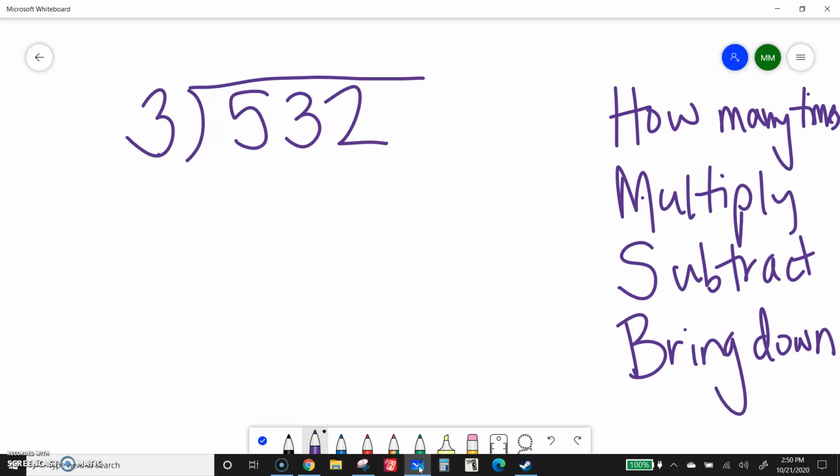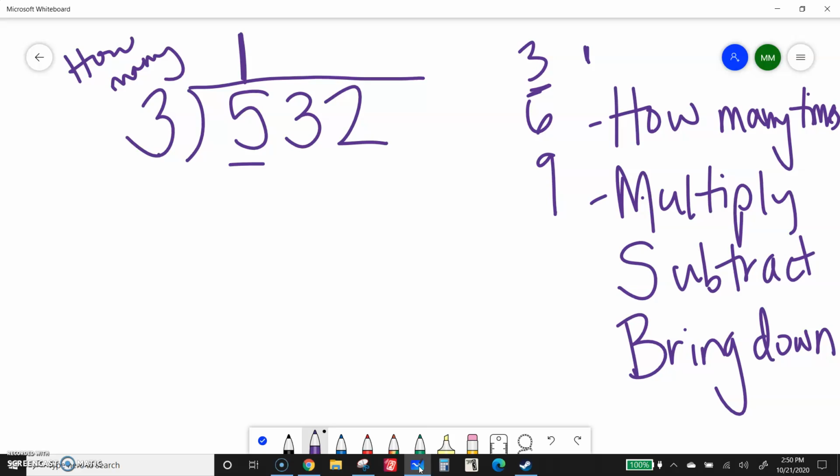So how many times does 3 go into 5? Well, if I look at my multiples, oh look, 6 is too big. It's bigger than 5. So this is only 1 time, which is what I put on the top. The top is where I write how many times. Then I multiply. Step 2. 1 times 3 is 3. Subtract. 5 minus 3 is 2. Bring down my next digit.